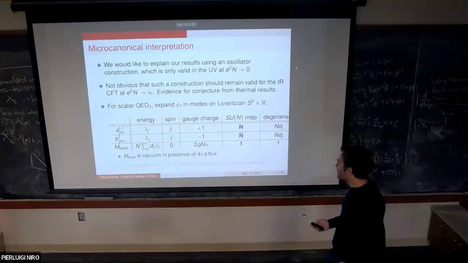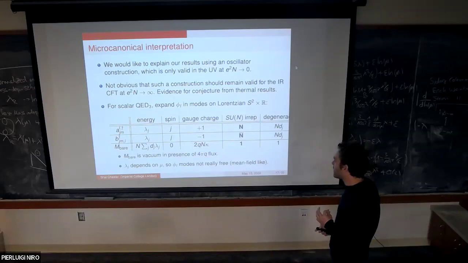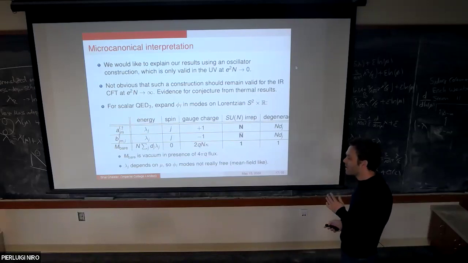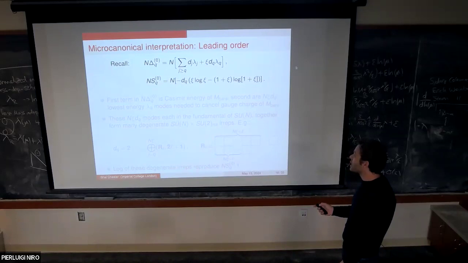And so this is related to the fact that you have to dress with these modes in order to cancel this gauge charge when K is non-zero. Now, this isn't exactly a free field limit because these eigenvalues actually depend on the saddle point value of the Hubbard-Stratonovich field, so it's more of a mean field limit. Anyway, so recall that the answer at leading order in N was this. So how can we interpret this now?